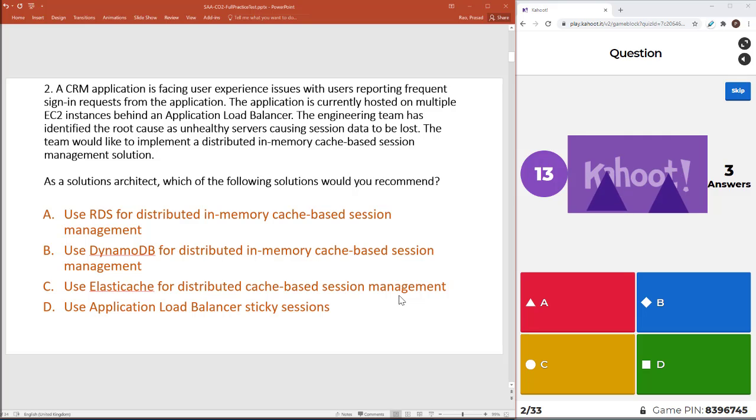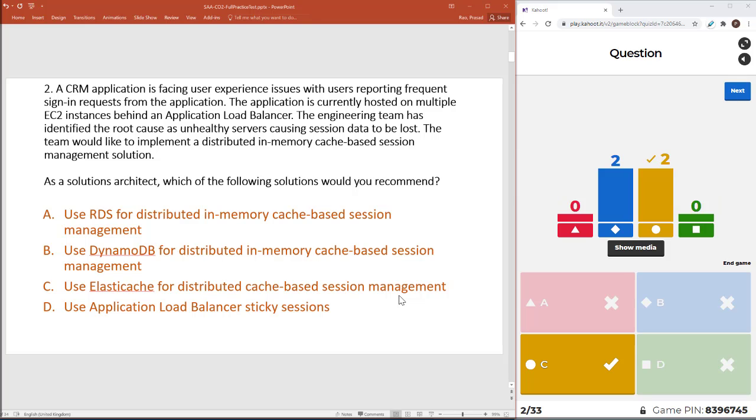Fifteen seconds left. Okay, there's a split here. So it's talking about a distributed in-memory cache-based solution, and that would mean Elastic Cache is the in-memory cache-based solution. DynamoDB has a cache, but it is known as DAX, which is the DynamoDB Accelerator. And whenever there's talk about having a cache for DynamoDB, it will be named DAX.